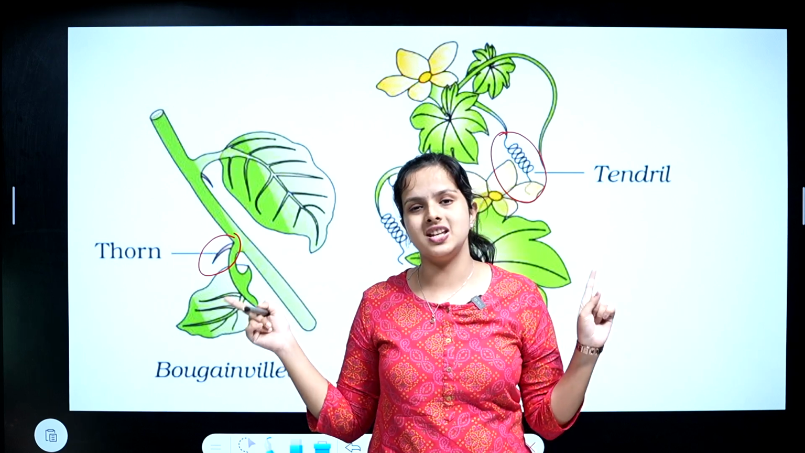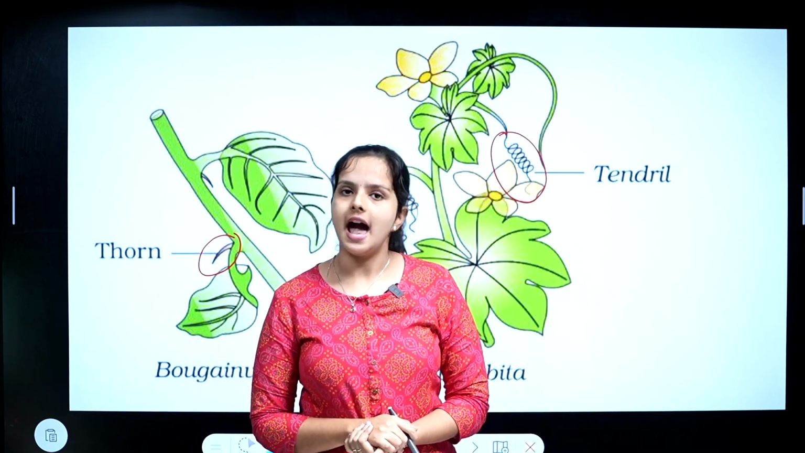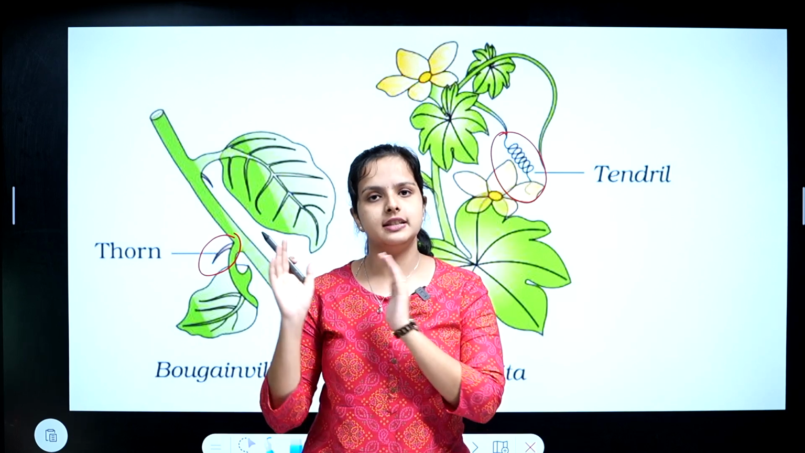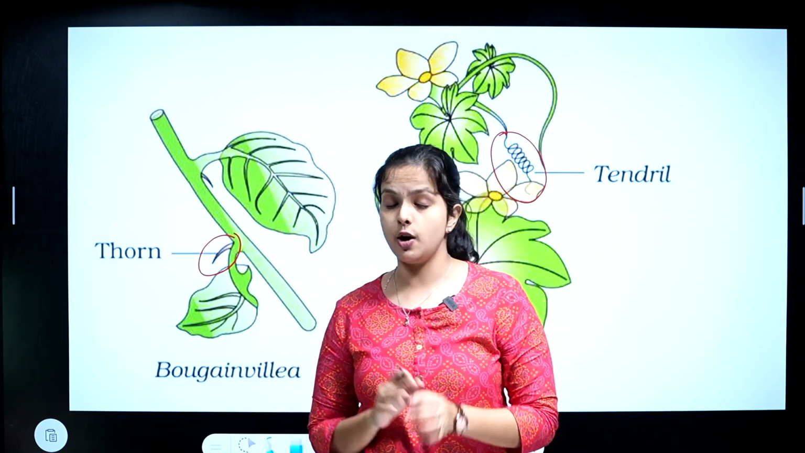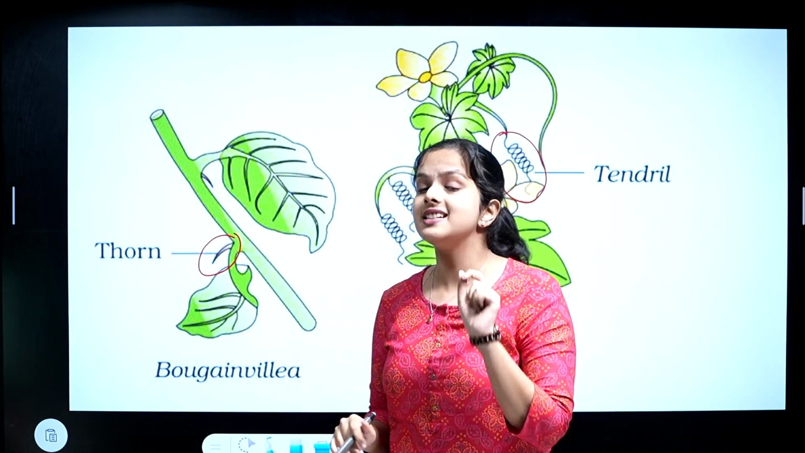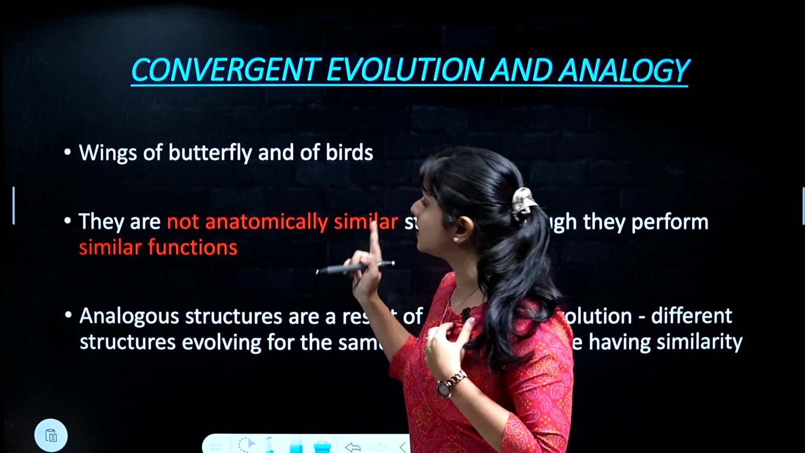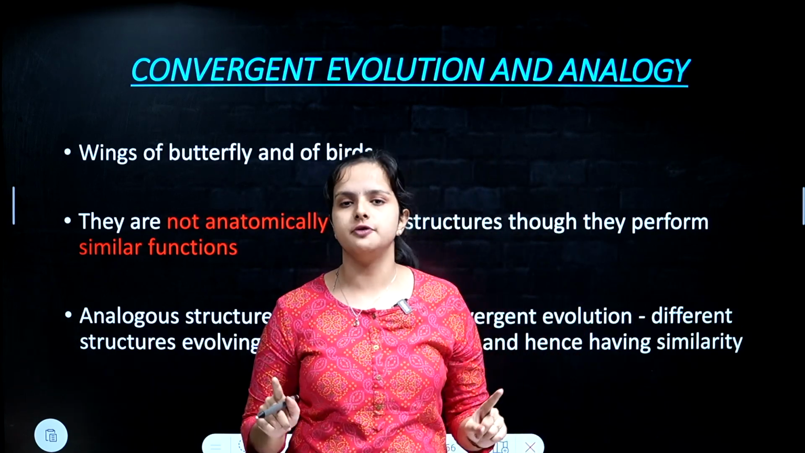So this is homology, and this indicates that bougainvillea and cucurbita had a common ancestor. Okay, this is homology, and what they show is divergent evolution. I hope it's clear what divergent evolution is and what homology is. You have to be very clear about this, because the next topic that I'm going to teach you is convergent evolution and analogy. So you shouldn't confuse between the two.